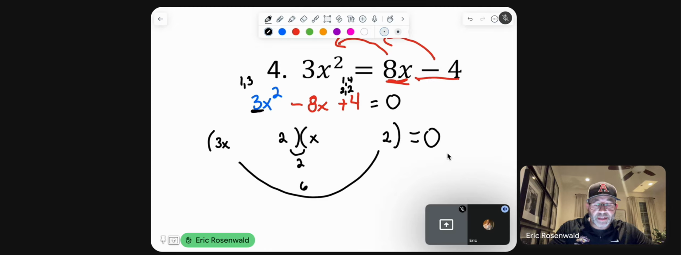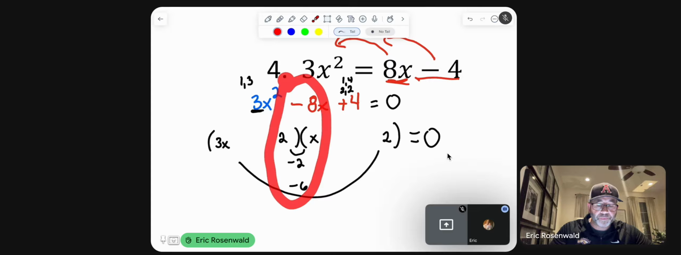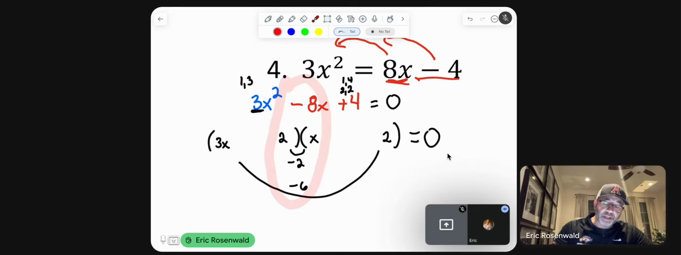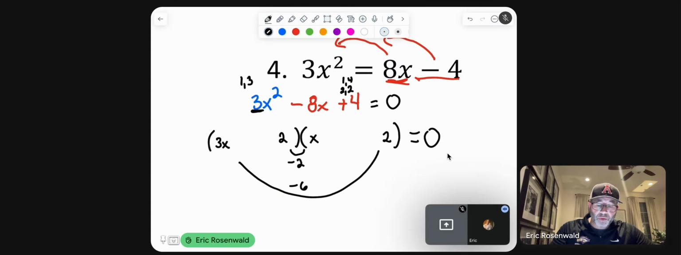2 times 1 is 2. I'm trying to get a negative 8 here. So I would have to have both of them be a negative so that we end up with a negative 8 when we add these together. Okay, so there's our signs. We know everything is now set. Everything works out. If I put in a negative for both of these, that's how we get a negative 6x. And then we get a negative 2x to give me that negative 8x.